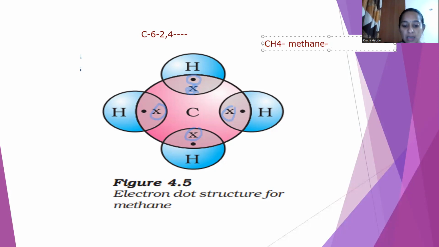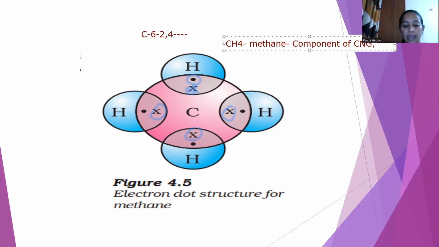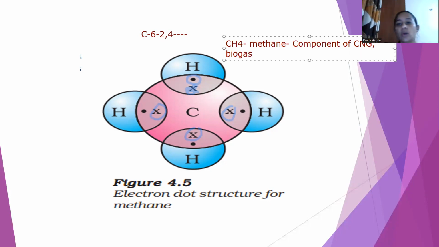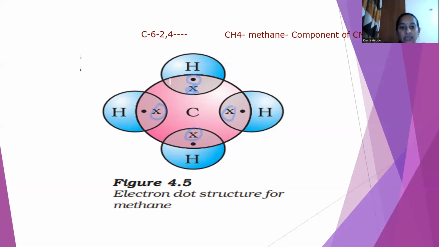And this methane is a main component of CNG. What is CNG? Compressed natural gas. And also it's a main component of biogas. ಗೊತ್ತಾಯ್ತಾ ಮಕ್ಕಳೇ? So in case of this CNG or biogas which contain methane, bonding ಈ ತರ ಆಗುತ್ತೆ. Hydrogen shares electrons. How many hydrogen atoms? 4 hydrogen atoms. 1, 2, 3, 4 hydrogen atoms. How many carbon atoms? 1 carbon atom.